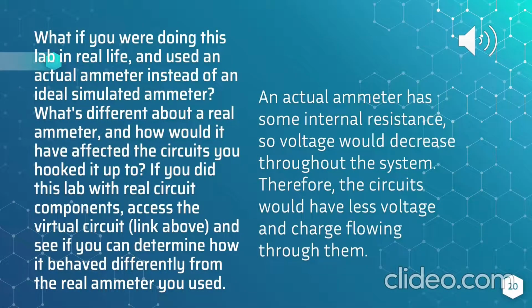Moving on to the discussion questions, I'm faced with: what if I was doing this in real life with an actual ammeter, what would be different, and how would it affect the circuits? So an actual ammeter, unlike the one online, has some internal resistance, so voltage would decrease throughout the system. Because of the energy conservation equation, we know that the circuits would have less voltage and less charge going through them, making the online simulation essentially impossible to replicate in real life.